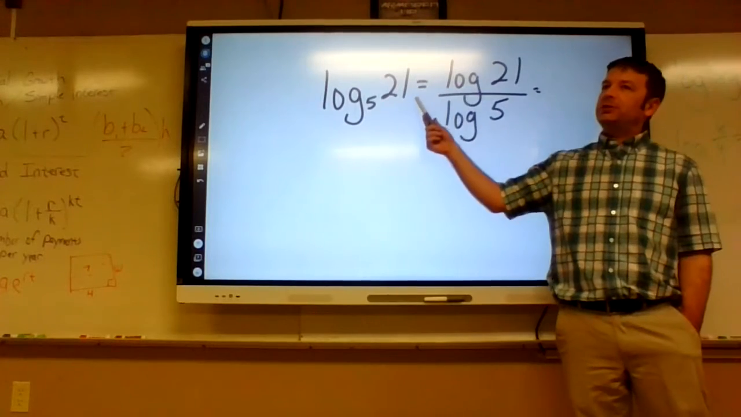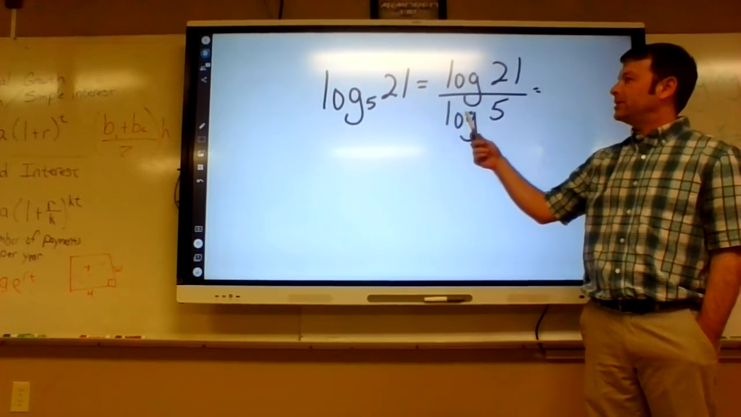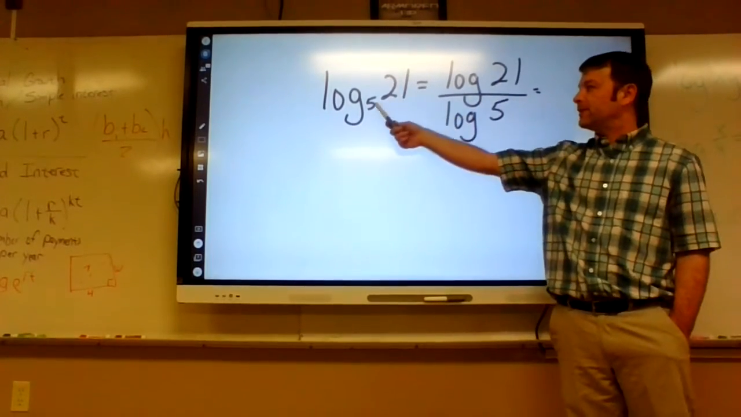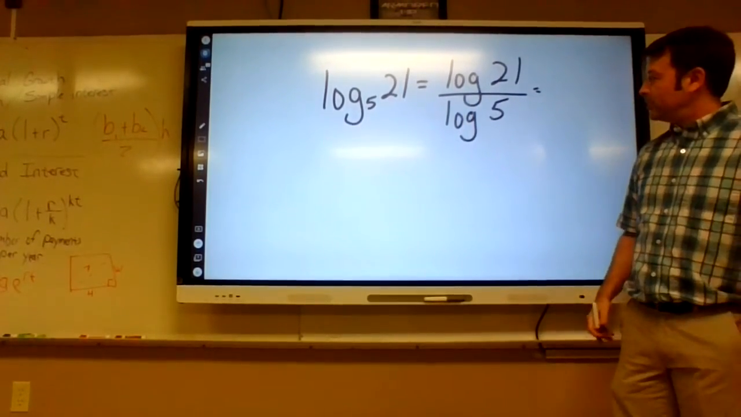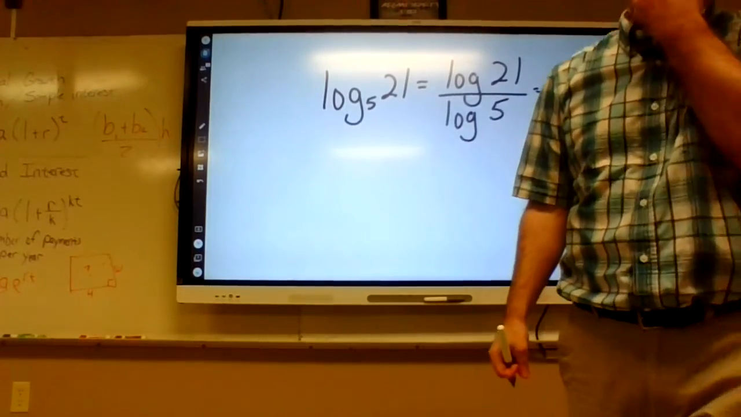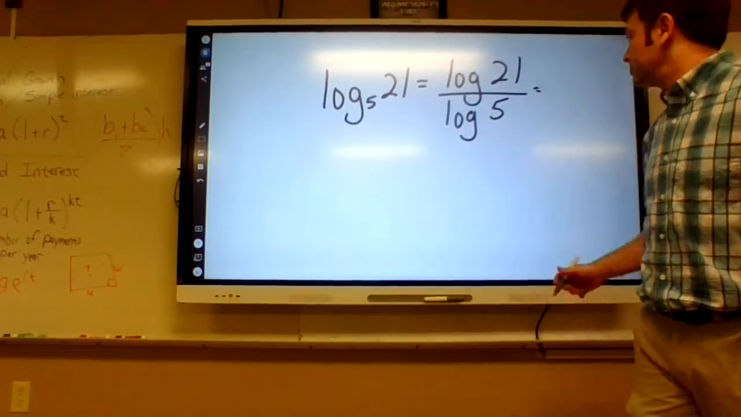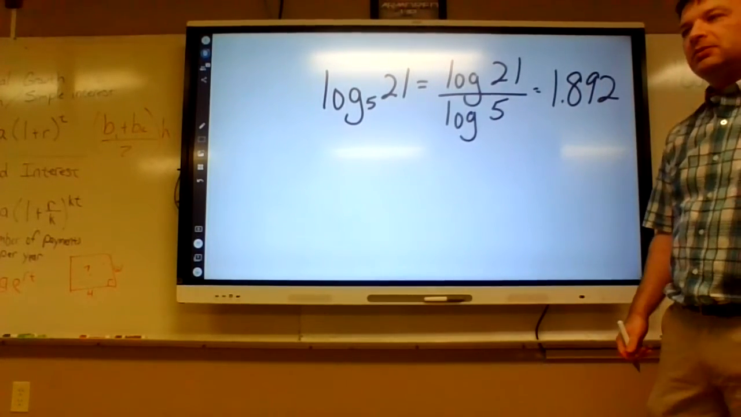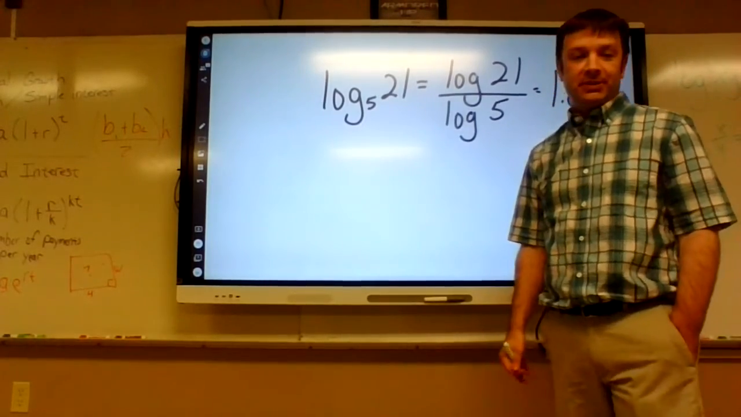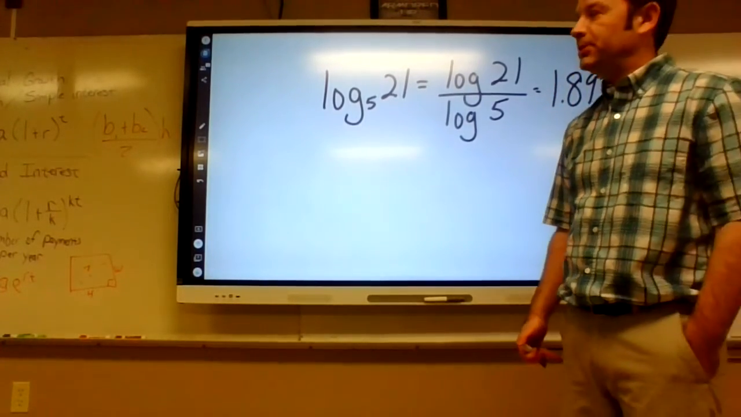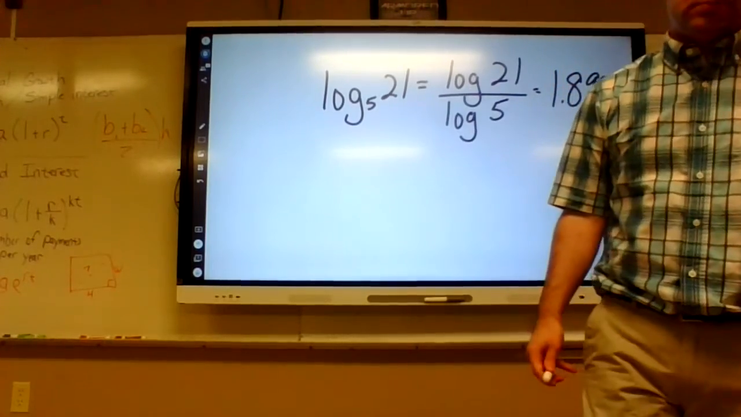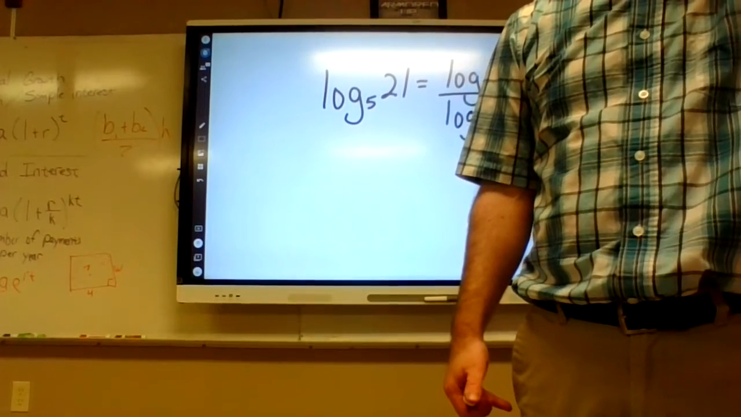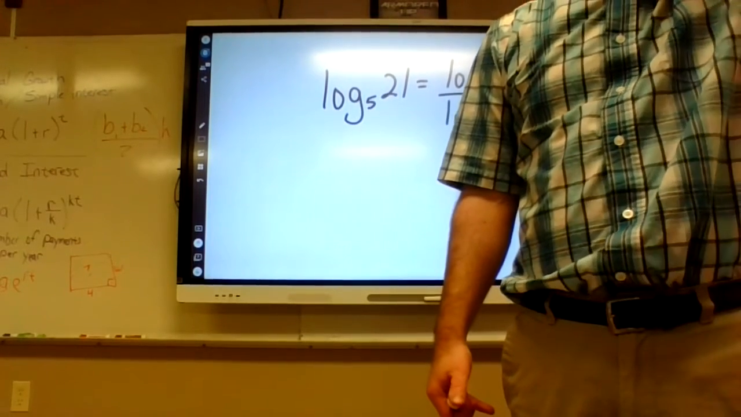So 13b is just using the trick. You don't need to use the base 5. You can use any base if you just do log of this divided by log of that. Log 21 divided by log of 5 is 1.892. I'm sure that calculator has a log. 13B. 13A was 1 and 2. 1.89.